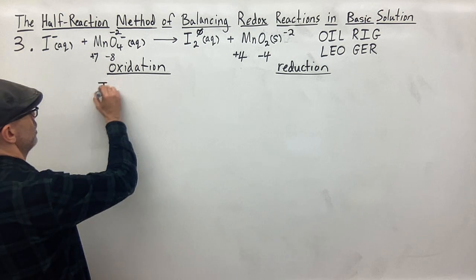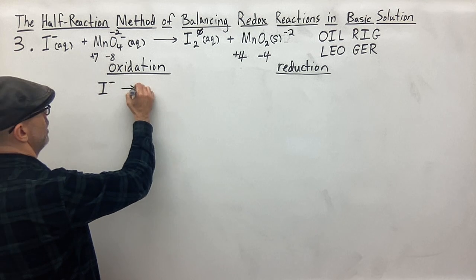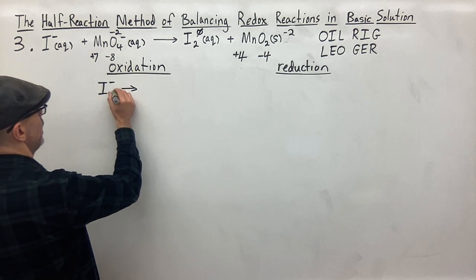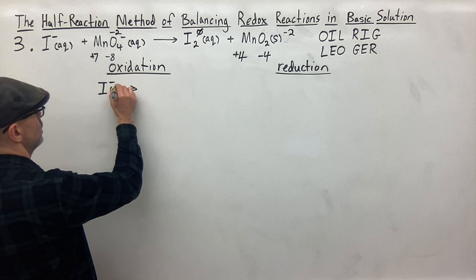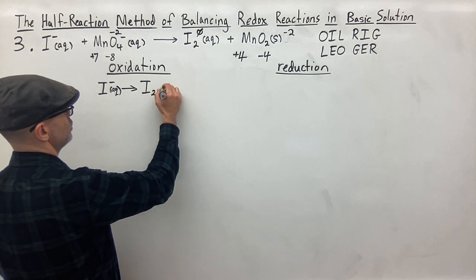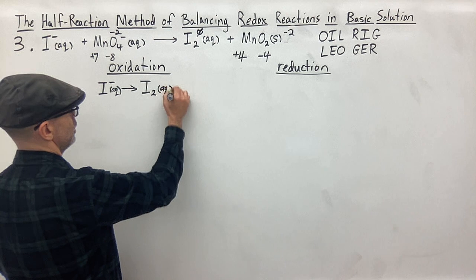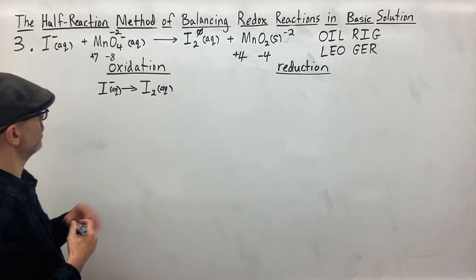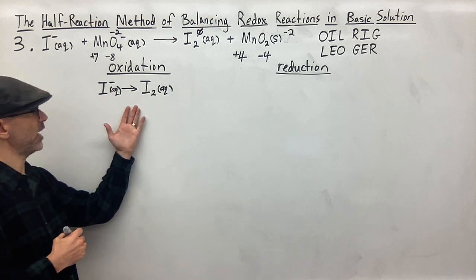So here we've got iodide ion, aqueous, going to I2, aqueous. So this is our oxidation half reaction.